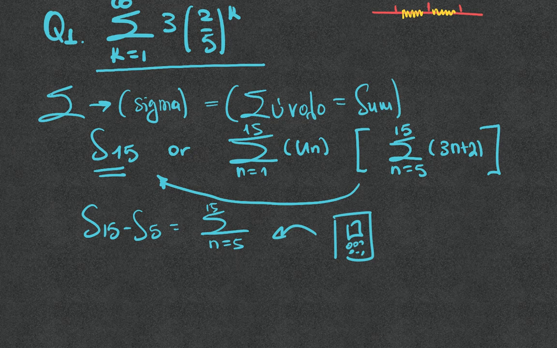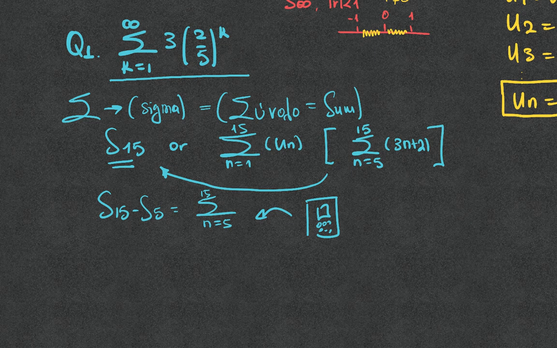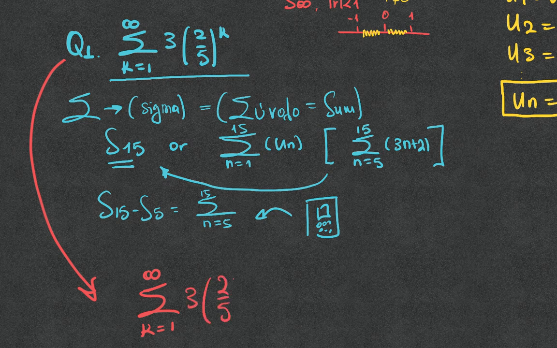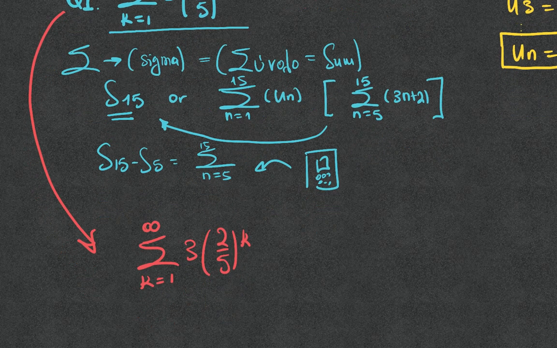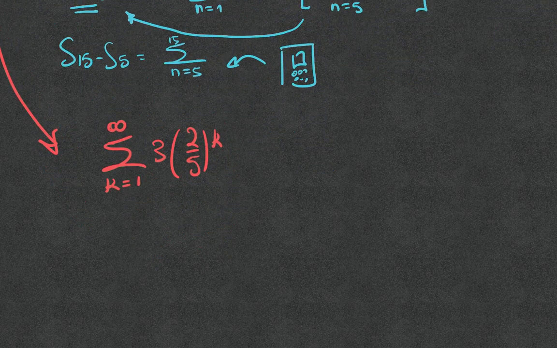So let's go and see the first question that it seems we have neglected. We have the sum of terms from 1 until infinity of 3 times 2 over 5 to the power of k. Now, essentially, we want to see what that is generating. Not that you always have to do it, but it would be nice as a first exercise to generate the first terms.